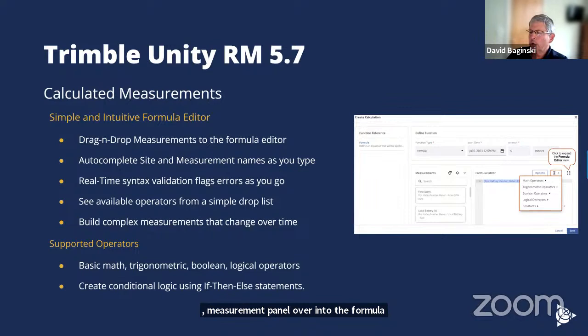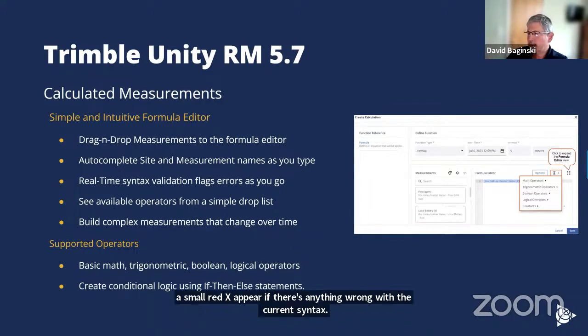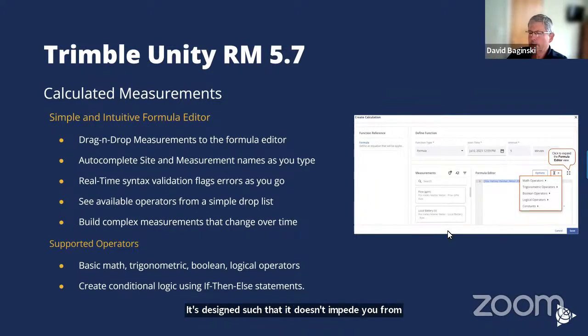There's also an autocomplete feature. So as you type and enter characters, you'll see a list of matching names that you can then select from to help you complete that more quickly and accurately. As you enter formulas, you'll see syntax validation and a small red X appear if there's anything wrong with the current syntax. It's designed such that it doesn't impede you from continuing to edit the formula, but will alert you if there is something wrong and it's been detected.